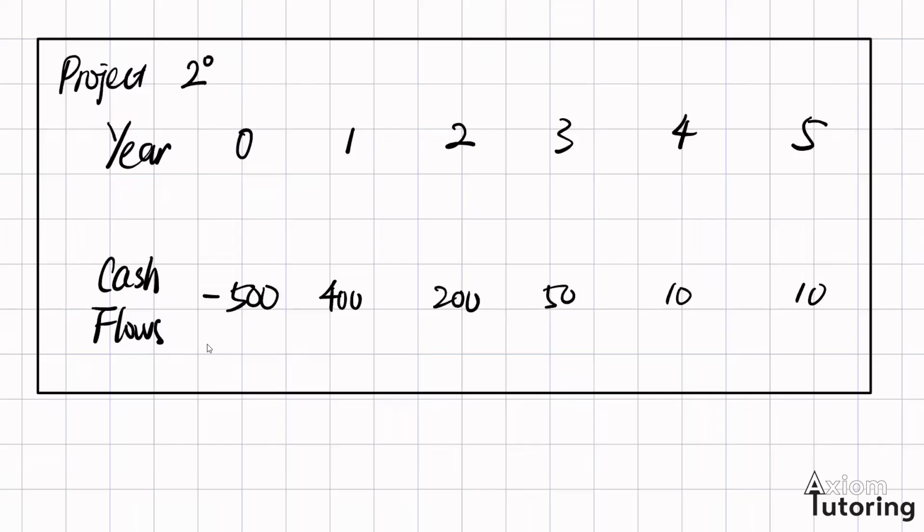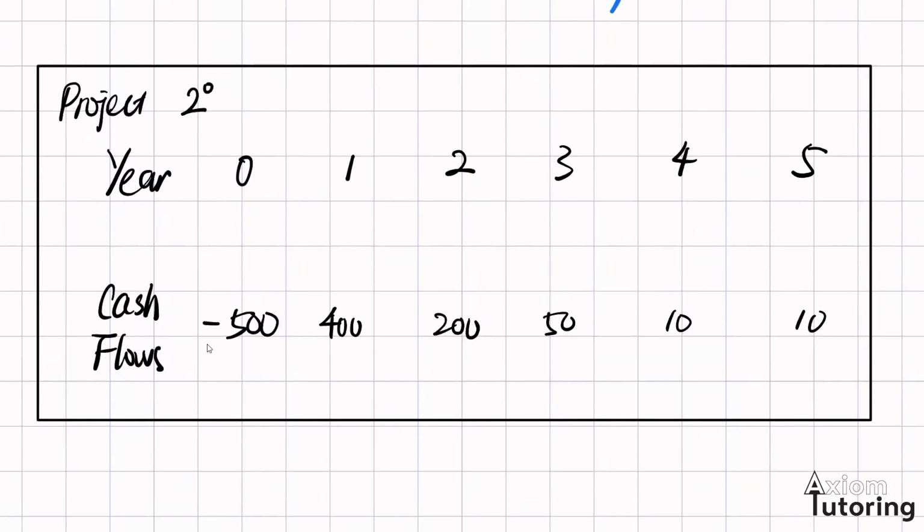Hi, in this video, we'll continue to take a look at the payback periods. So if we have more projects, let's take a look at this one, for example. I have 5 years and I have 6 cash flows here. The initial investment is 500 here. And during the first year, I'm going to get repaid 400 here. And during the second year, 250, 10, and 10 for the rest of the years.